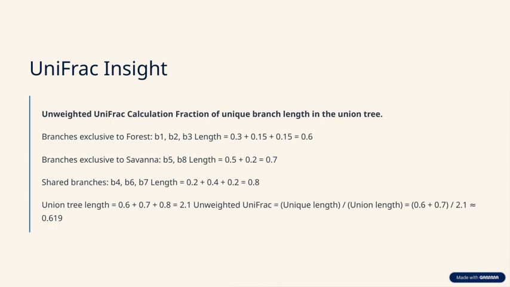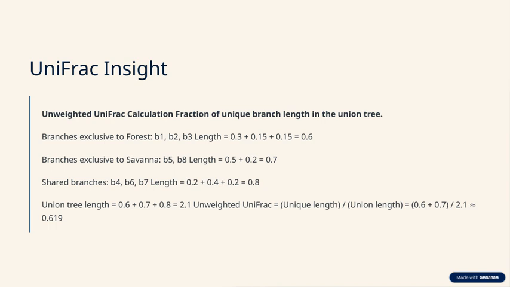To get the unweighted UniFrac score, we look at the total length of the unique branches, those exclusive to each community, which is 0.6 plus 0.7, totaling 1.3. Finally, we divide that by the total union length of 2.1, giving us approximately 0.619.